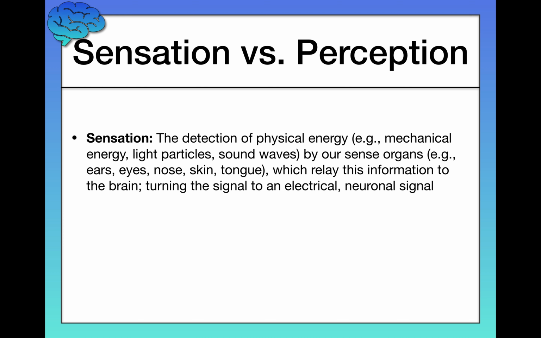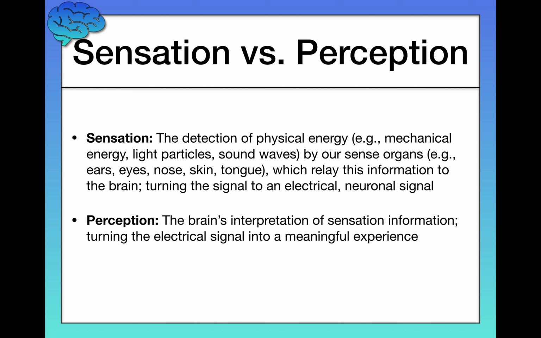So those sense organs then relay this information to the brain, turning the signal, that physical energy, into an electrical neuronal signal that the brain can actually use. Because remember, that's how communication in the brain works, by electrical activity in the neurons. And again, sensation is the process of taking that outside stuff, whatever it is, like sound waves or light particles, and turning it into something that your brain can communicate about.